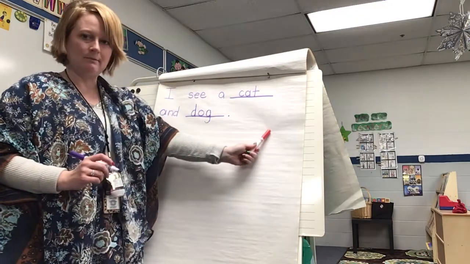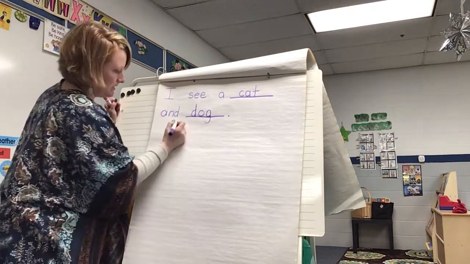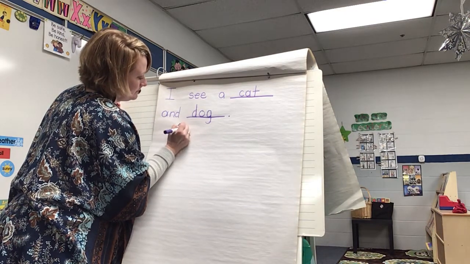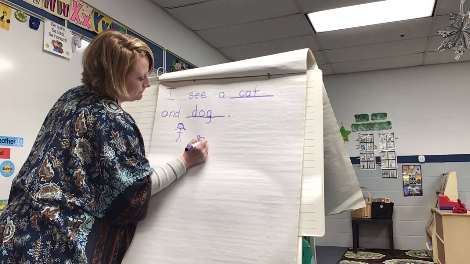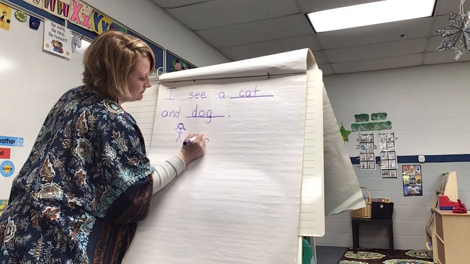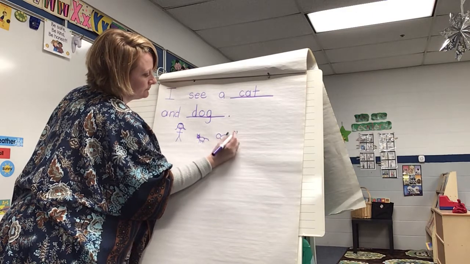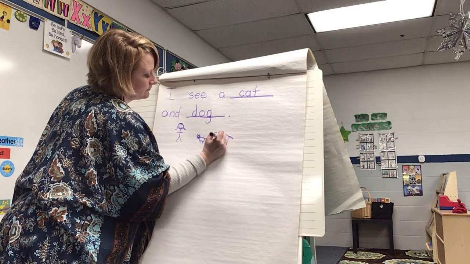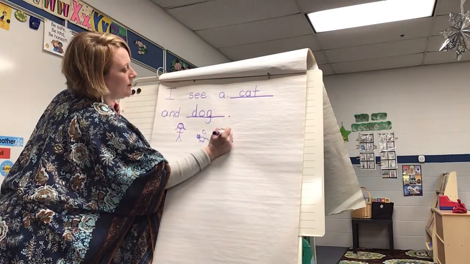And remember, I'm going to illustrate my picture that matches my sentence. Okay, and this time it's just I, so that's just me, right? Okay, so here I am. Okay, and I'm gonna see a cat. Okay, and a dog. Okay, so I see a cat and a dog.